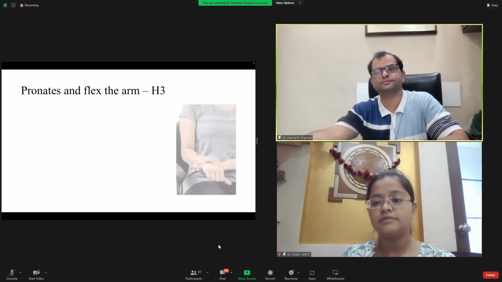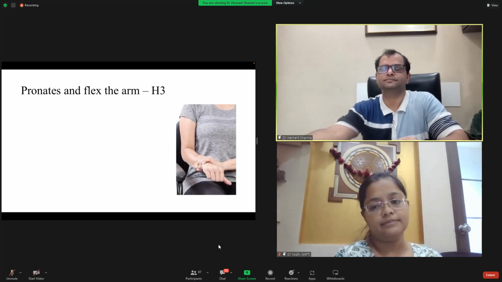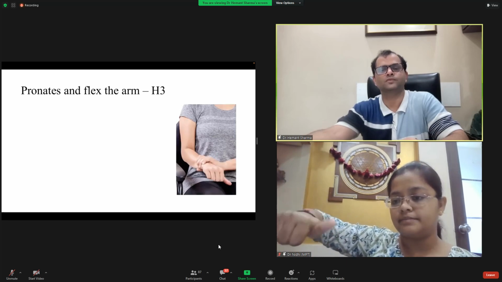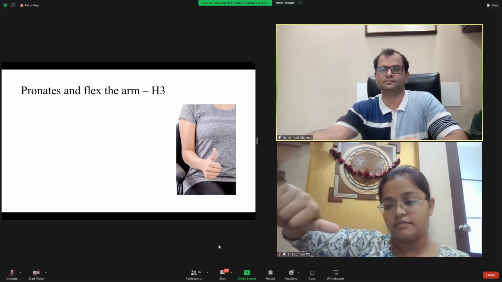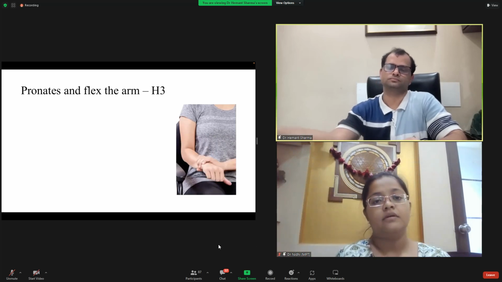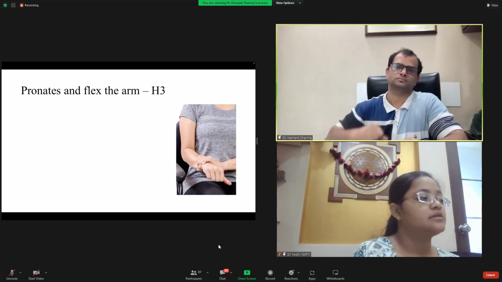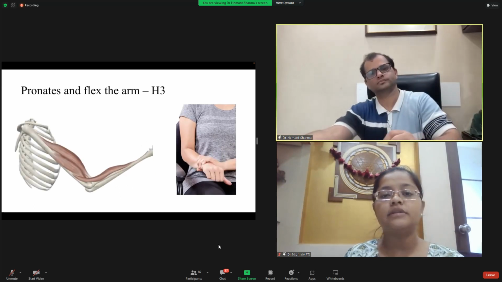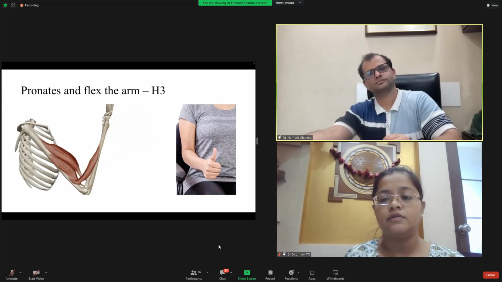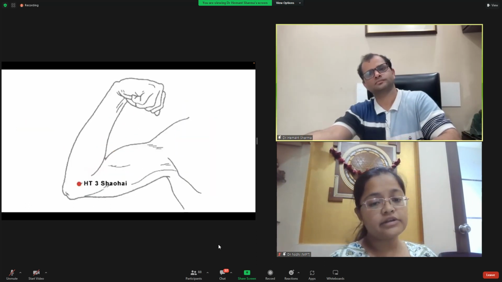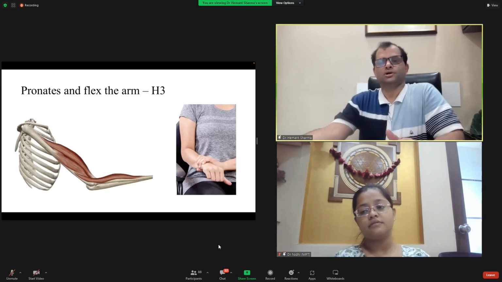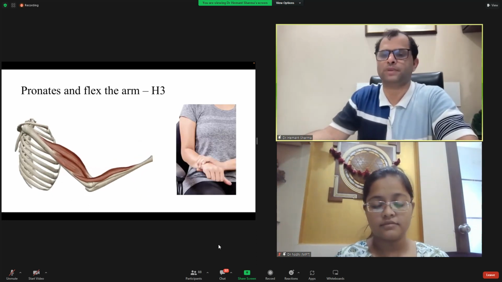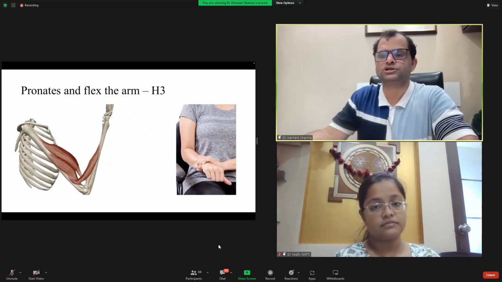Okay. So this is the pronation of the arm. Now this is the flexion of the arm. So clear everyone, what is a pronation and what is a flexion? So pronation means when we are turning the palm downward. जब हम अपने palm को नीचे की तरफ मोड़ते हैं तो इसे pronation कहते हैं.